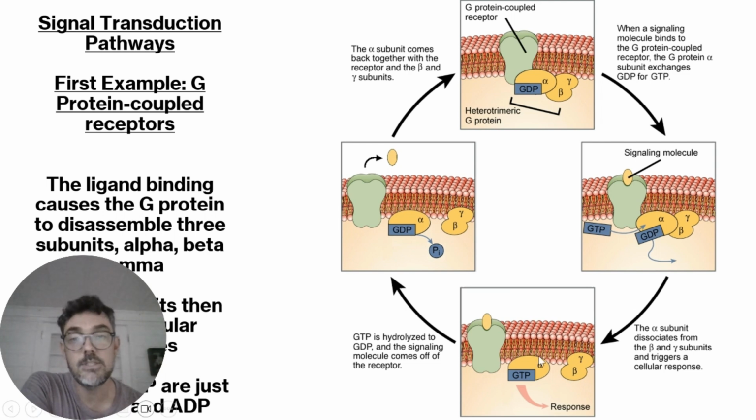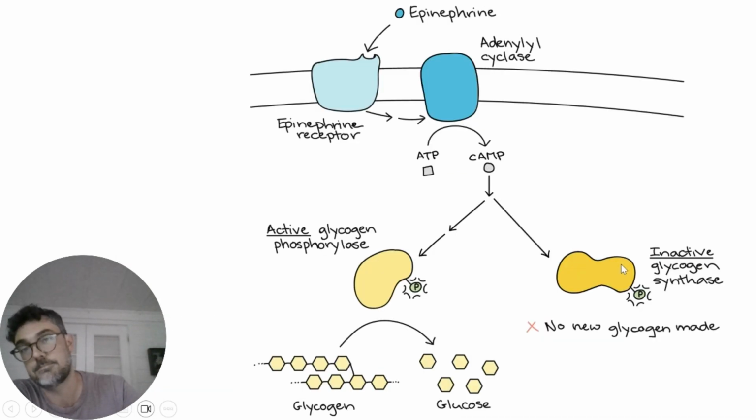In between, I skipped over an important series of events. This stuff is GDP and GTP. You can think of this like ATP and ADP, except instead of an A, you have a G. This is guanine instead of adenine, and this is triphosphate and diphosphate. Very much like ATP, it can be built up and broken apart. Here's your phosphate coming off, just like ATP. It has a very close association with the G protein and helps to drive the signal transduction pathway.